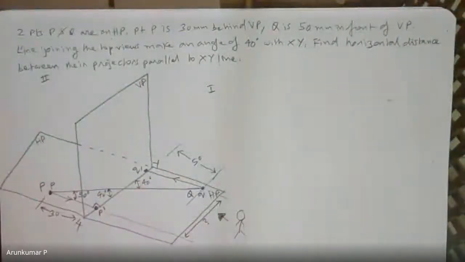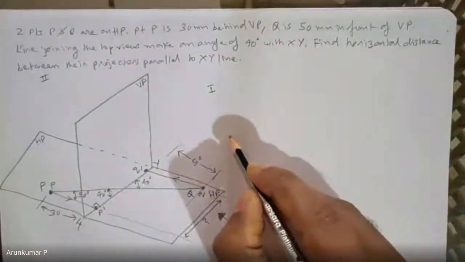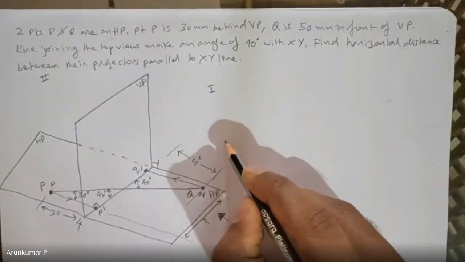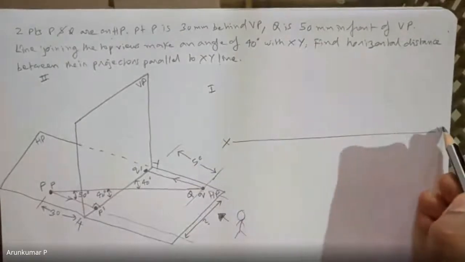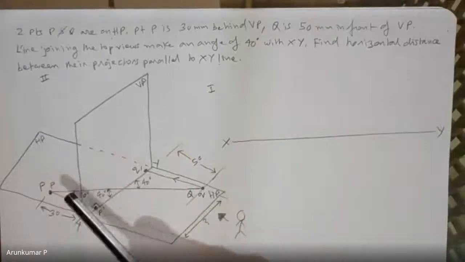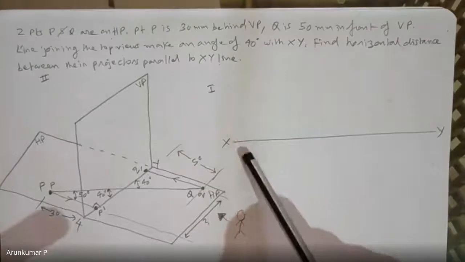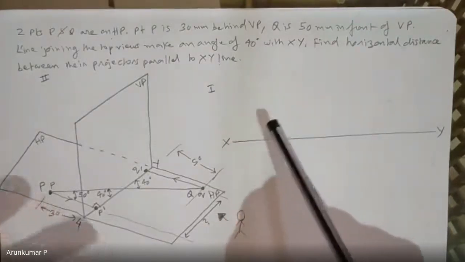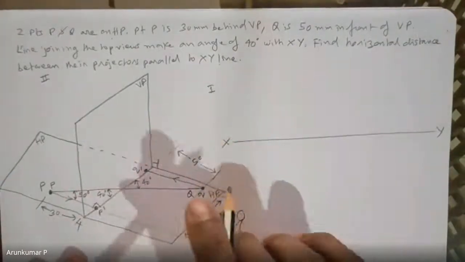So this is in 3D. In 2D it is pretty simple. All you have to do is draw the XY line. As I told you, the points are in different quadrants. So you cannot write VP above HP or VP and HP above XY line. All that is not applicable when there are multiple quadrants involved. So leave it, only XY line is required.